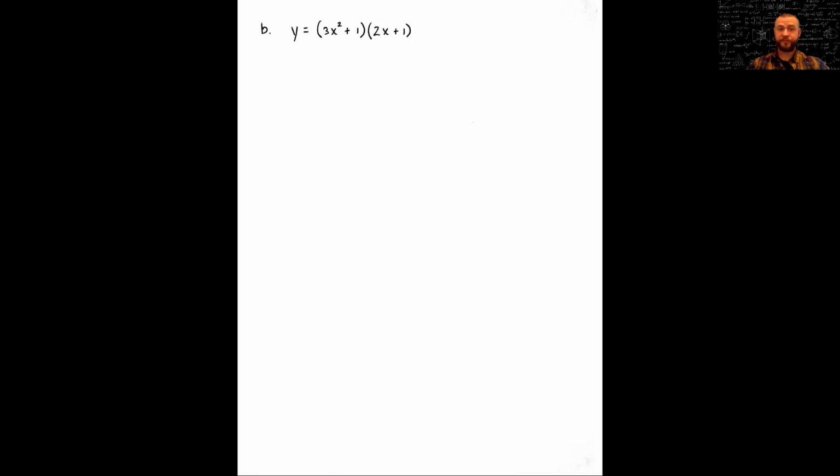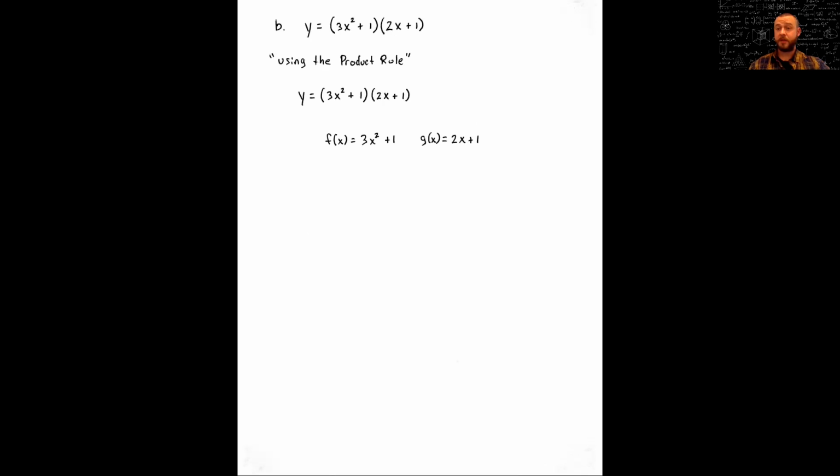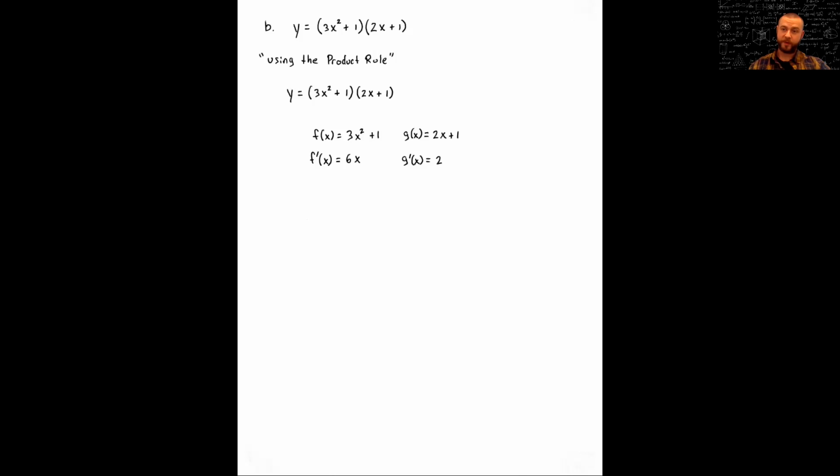So for our first attempt, let's solve this using the product rule. Okay, that is completely correct to do that. The function is expressed as a product. It's factored. Our f of x is 3x squared plus 1. Our g of x is 2x plus 1. Finding these individual derivatives is really simple. So we've divided the problem into simple pieces. Again, this is divide and conquer, not the mathematical operation of division. So we split the problem into simpler pieces.